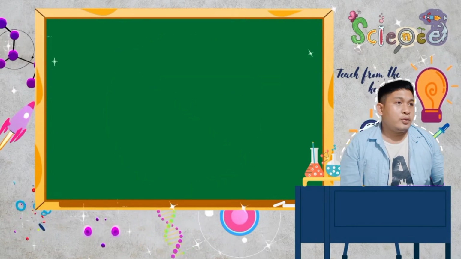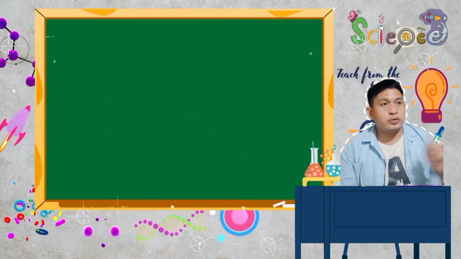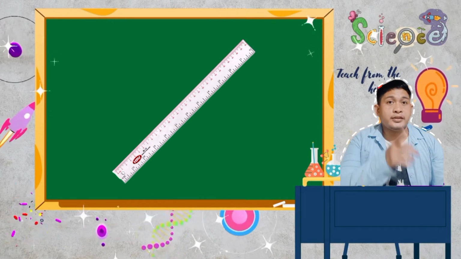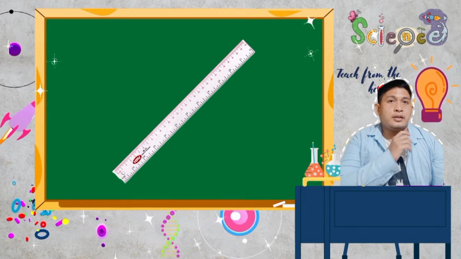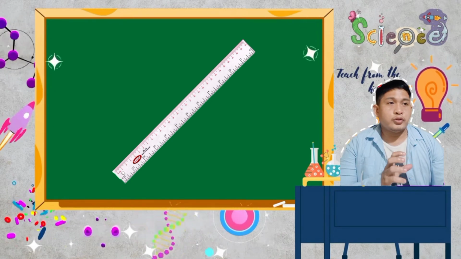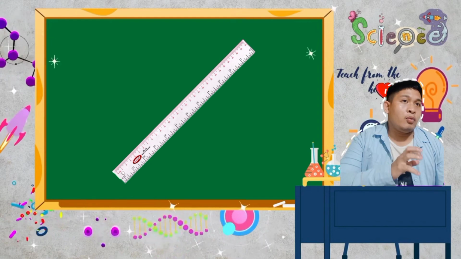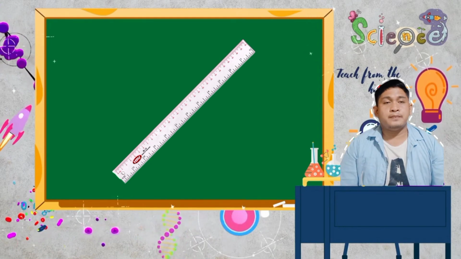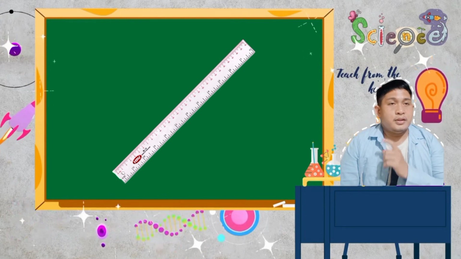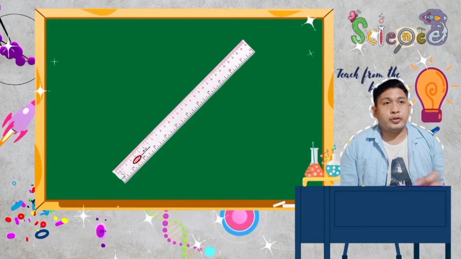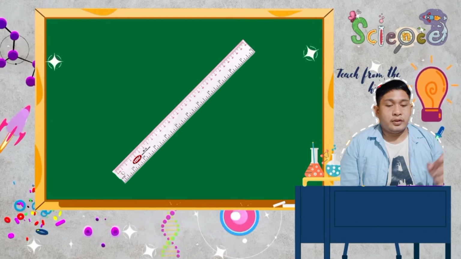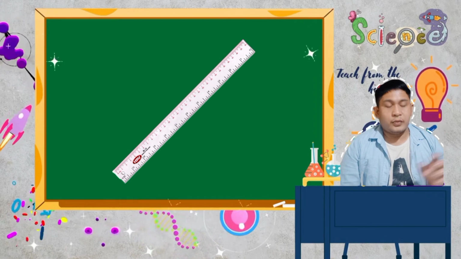Next, what do you call this item that we have here? Yes, you're right, Mr. Reyes. This is a ruler. Can anyone describe the use of the ruler? Yes, you're right, Miss Alfaro. This is used to measure or identify the length of materials or anything that you want to measure.